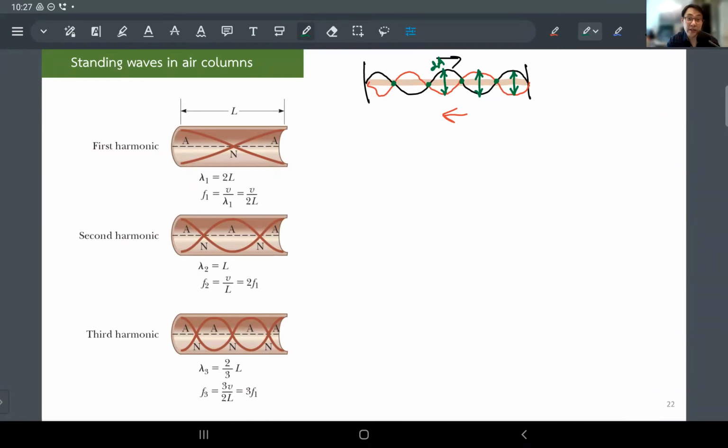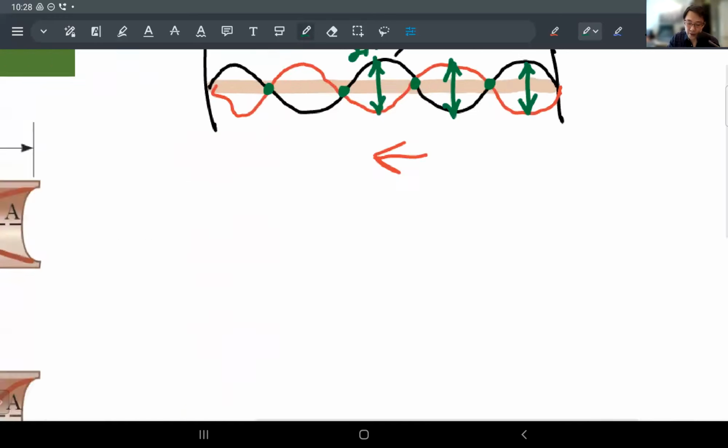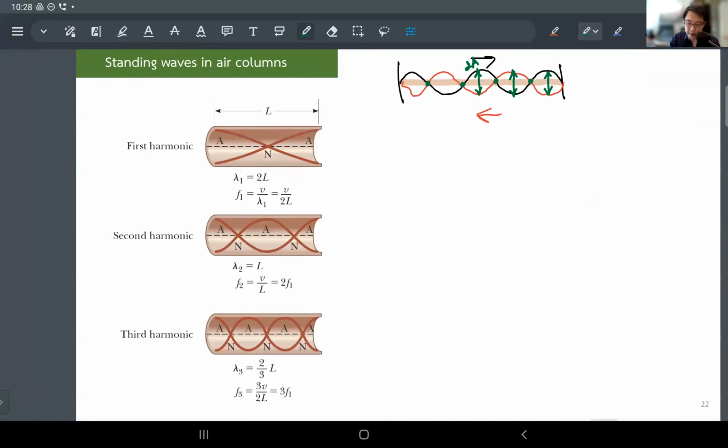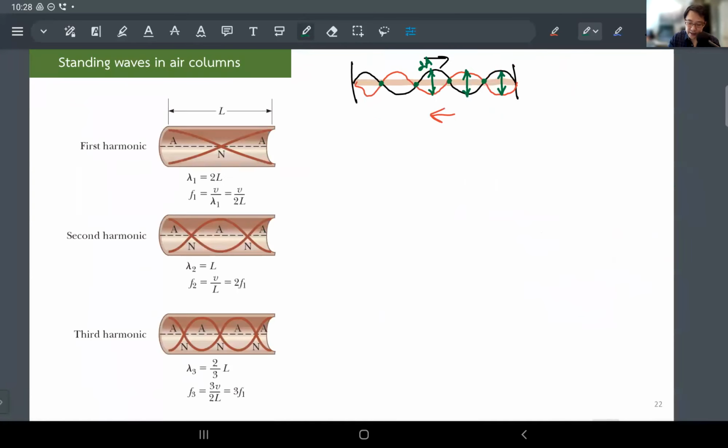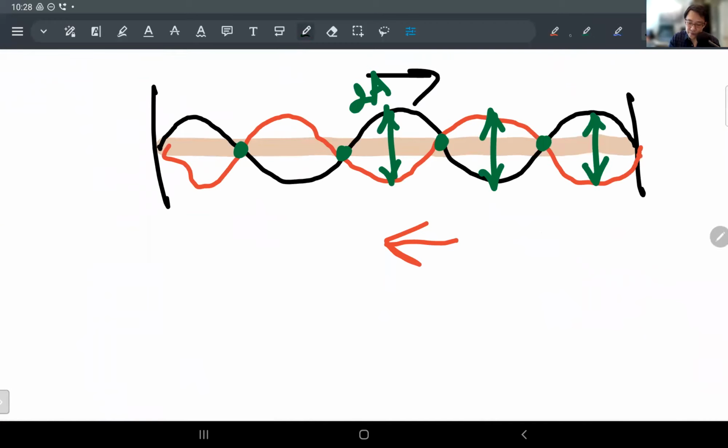Even though there's no way you're going to generate a loop in a single string, because the oscillation is so fast, you see a blurred image and everything just looks like a loop. So that is what we are looking at, the standing wave, because there are some points where the wave just keeps standing there. It doesn't want to move. That's standing, standing, standing.